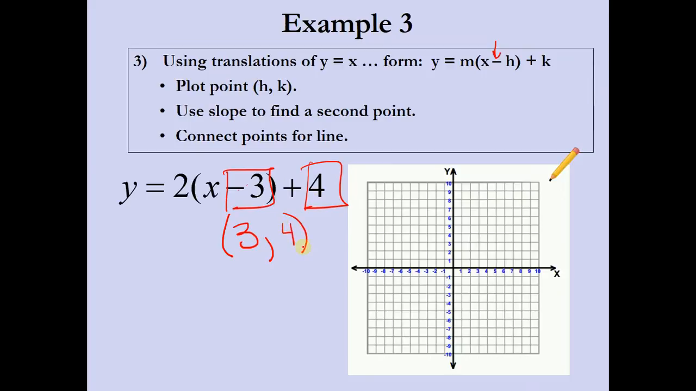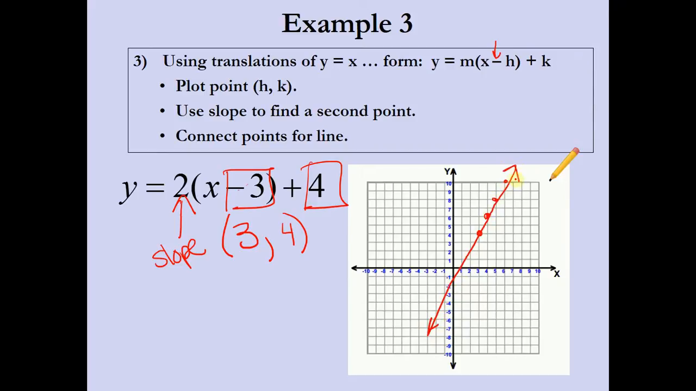What is this actually going to do to your line? It is going to take the point 0, 0 and move it to the point 3, 4. So 3, 4, graph that. And then it's going to use your slope or your amplifier to go further. So let's go up 2 over 1. Up 2 over 1. Connect my line.